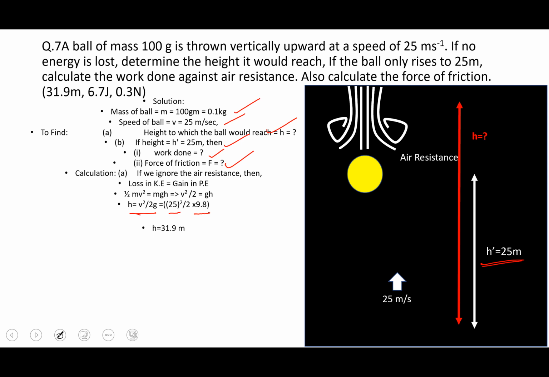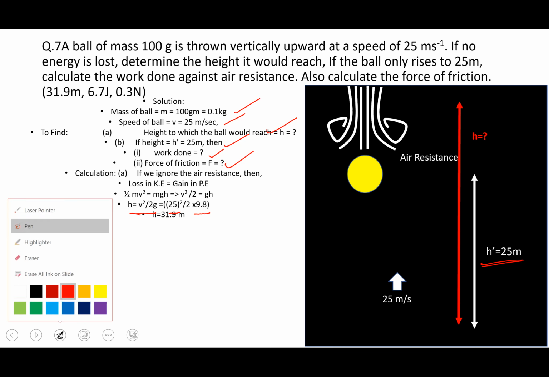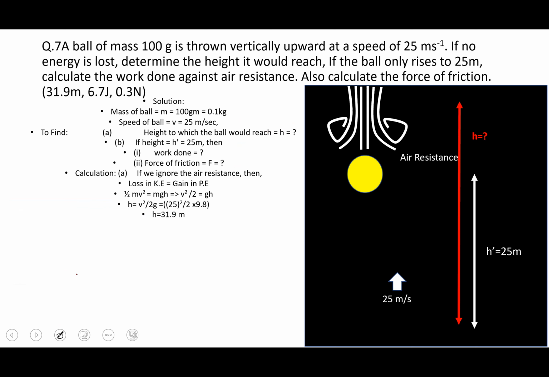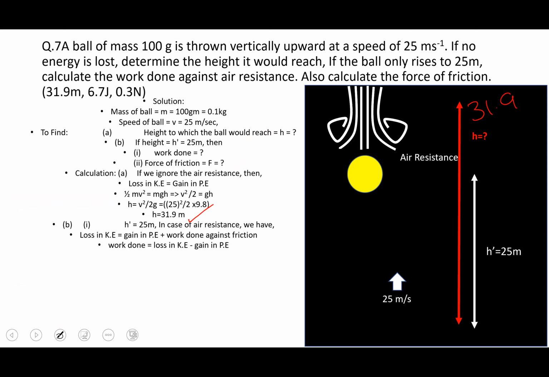The height which we have gotten, or would have gotten when there was no air resistance, is going to be 31.9 meters. So that is the height which we want, 31.9 meters when there was no air resistance. In the next part of the question, when there was air resistance, what work was done by that force of friction, and what was that force of friction in that case?